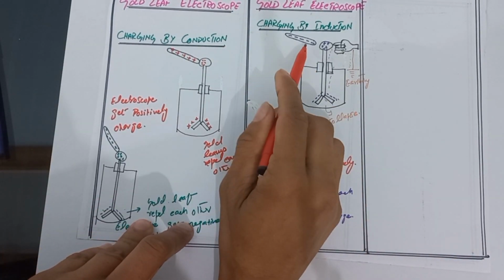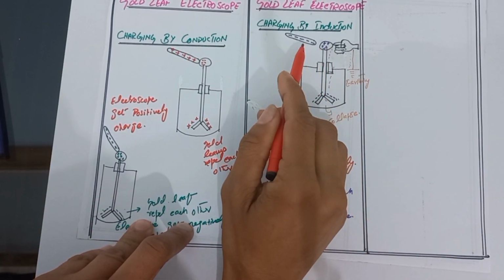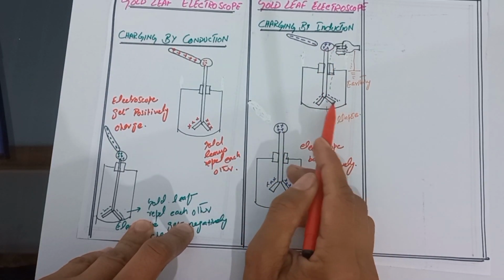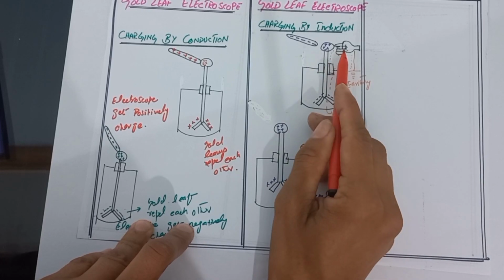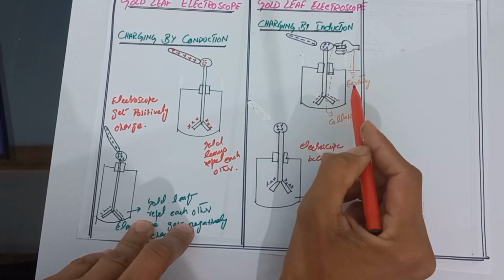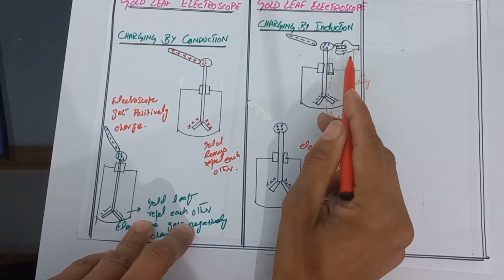When you bring the negatively charged glass rod near the metal ball of the electroscope, the positive charge is induced on the metal ball and the negative charge is repelled all over the electroscope, and the gold leaves repel each other. Now, what we do is earth this metal ball by touching it with the finger, then the free electrons from the leaves move toward the earth. Now, we remove the finger, then what happens?